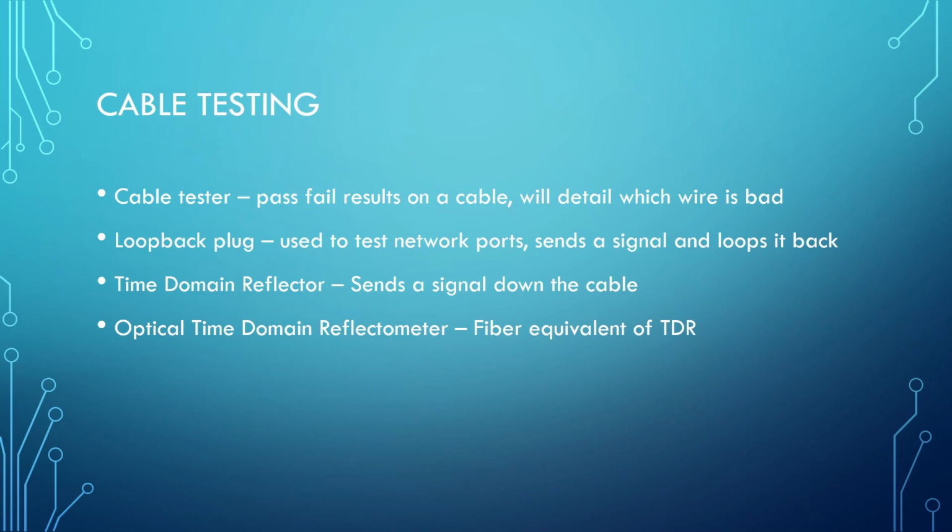There's also a loopback plug, which is used to test network ports. You plug it in, it sends a signal, loops it back, and it'll tell you if it's getting a signal or not. A time domain reflectometer will send a signal down the cable and make sure it can send and receive as well. For fiber, you have an optical time domain reflectometer, which does the same thing.